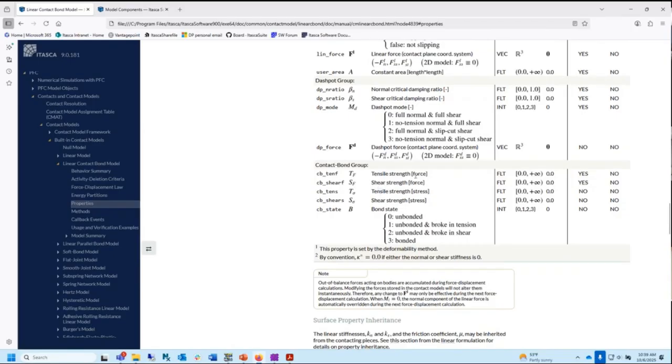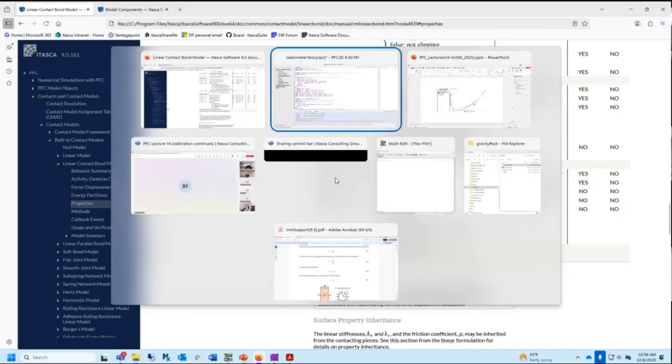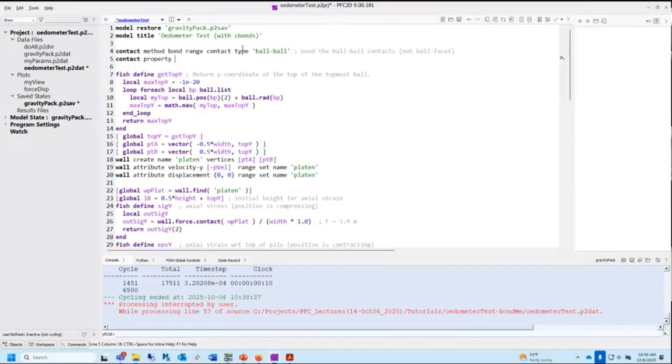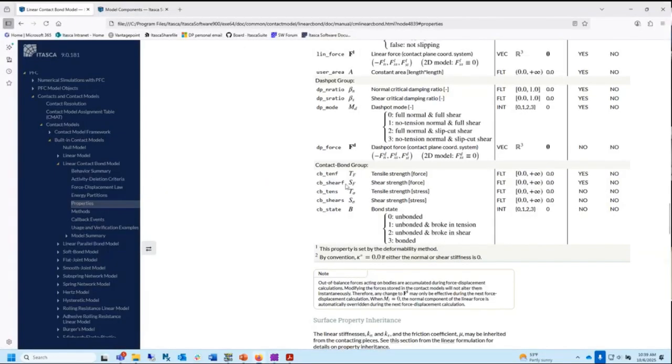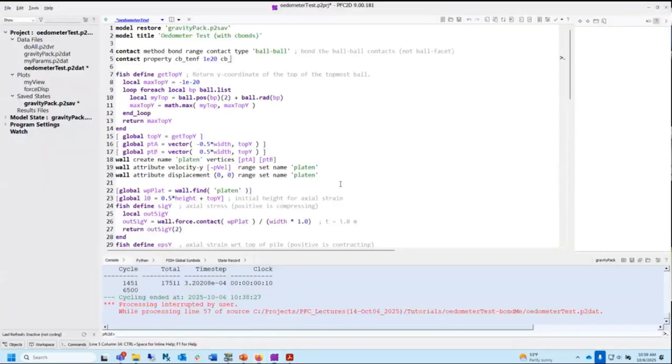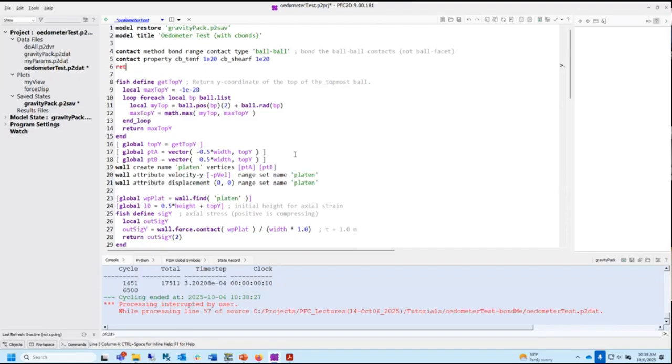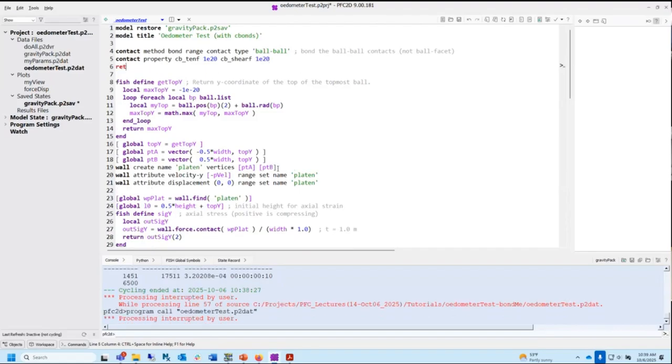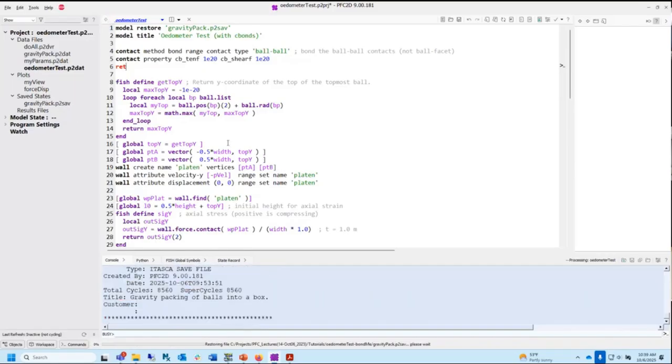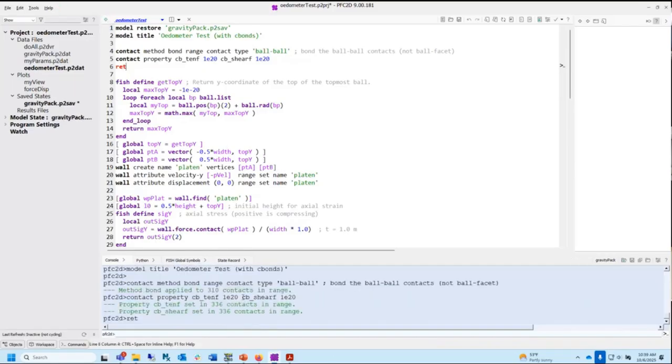These are force units. CB10F, CB10F, and let's make it infinite, 1E20. And CB shear strength, shear F for shear force units, 1E20. Just see if that worked. Boom. Try again. Boom. Properties set in 336 contacts. That means we're probably okay.